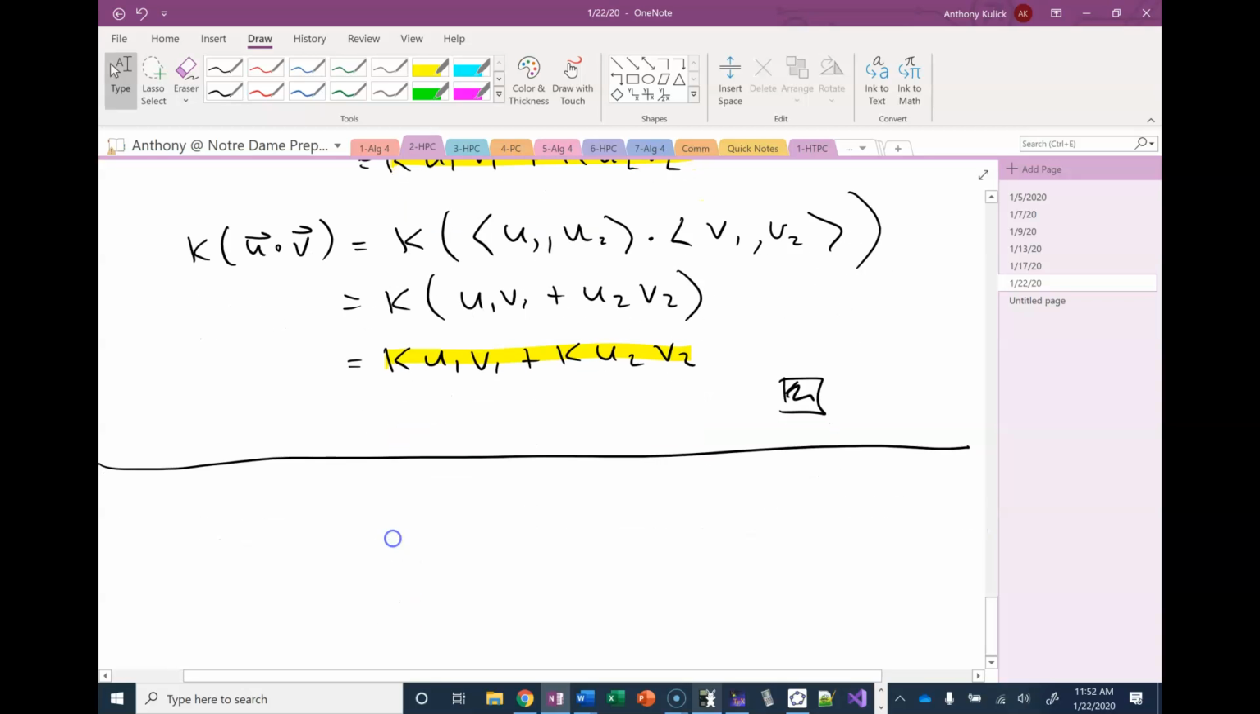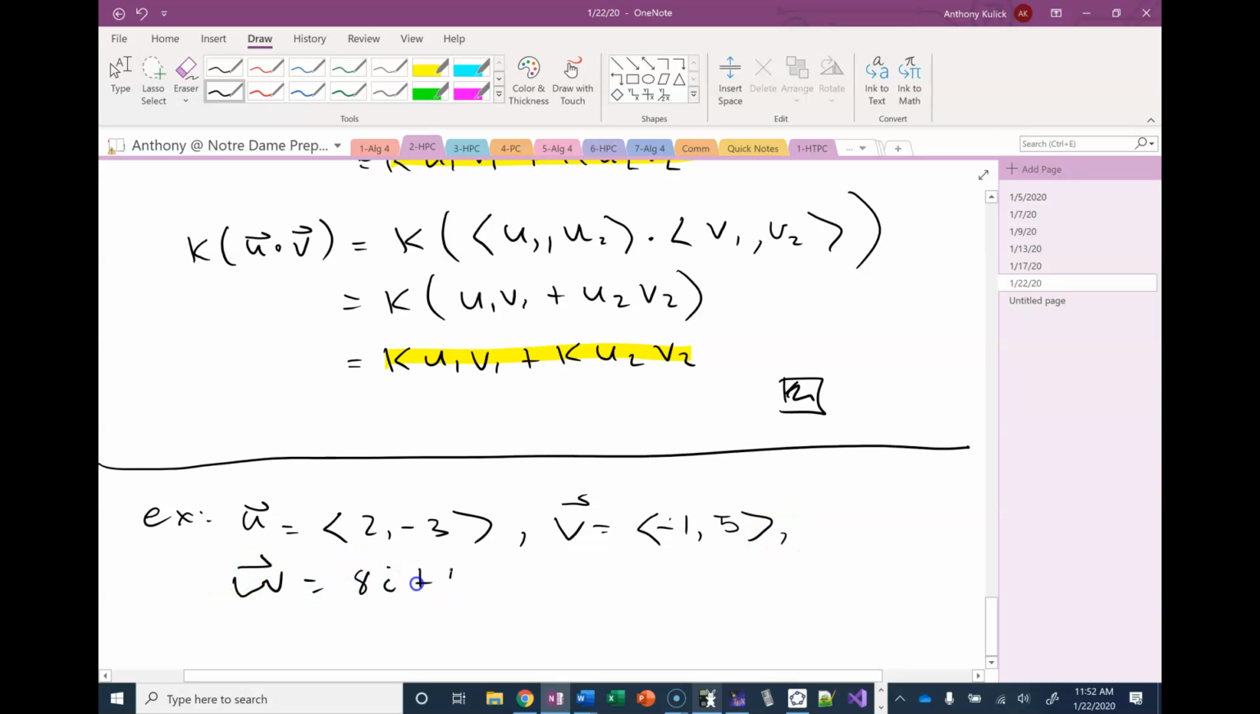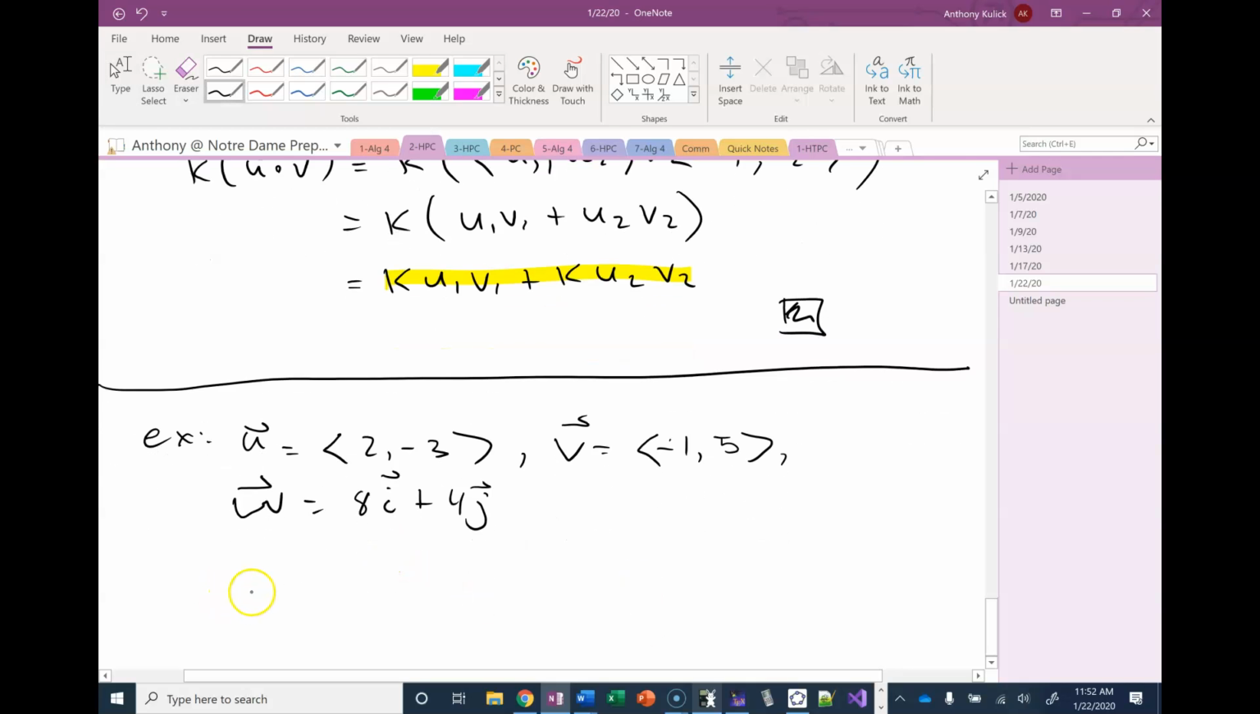So just a quick computation. Let's say that U is the vector 2, -3. V is the vector -1, 5. And W is the vector 8i plus 4j. And suppose we want to evaluate U minus W dot 2V.